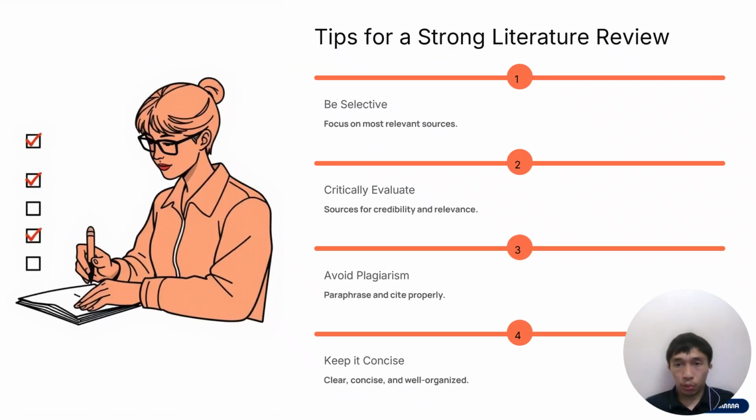Tips for a strong literature review. Be selective. Focus on the most relevant sources. Critically evaluate sources for credibility and relevance. Also avoid plagiarism. Paraphrase and cite properly. Also keep it clear, concise, and well organized. By following these tips, you can ensure that your studies can be identified and you won't have any problem.